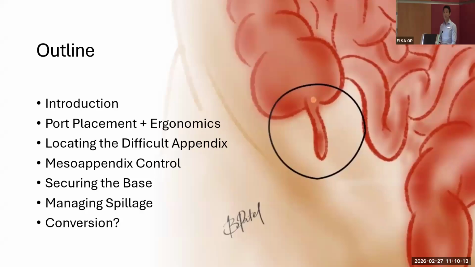We'll start with a quick introduction, and then we'll go into port placement, the ergonomics of port placement, how to locate a difficult appendix, how to control the mesoappendix and the appendiceal artery, how to secure the base in different circumstances, depending on how healthy the base is, how healthy the cecum is, what's the relation to the terminal ileum, as well as how to manage spillage. And also a question that always tends to cross our mind when it's a difficult appendix is whether or not this patient needs conversion to open surgery.